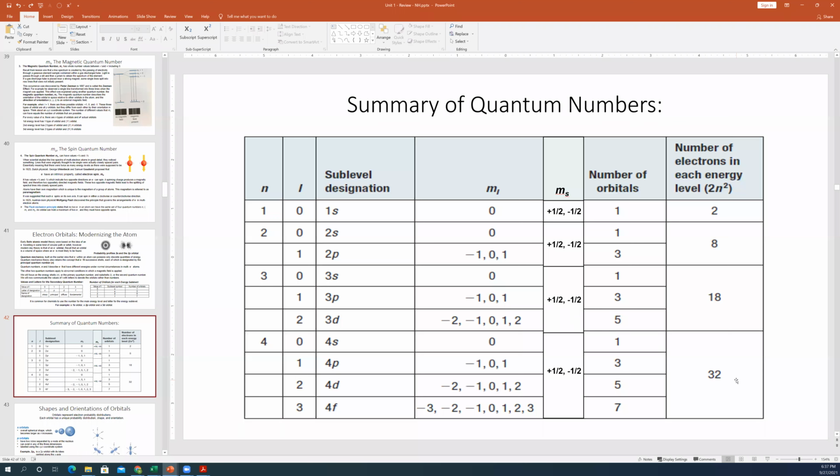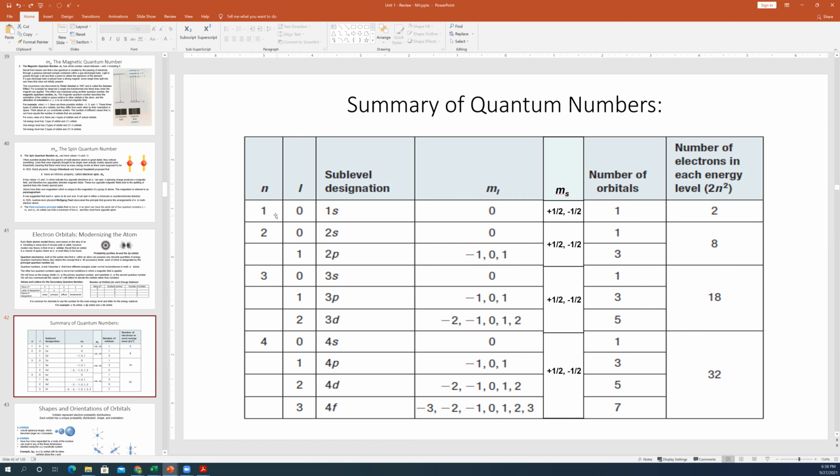Okay? So, Miss, is this saying exactly how many electrons? Using this, can you find out exactly how many electrons, or is it an estimate? No, these are the number of electrons that will occupy each energy level. And each electron will have its own unique set of quantum numbers.